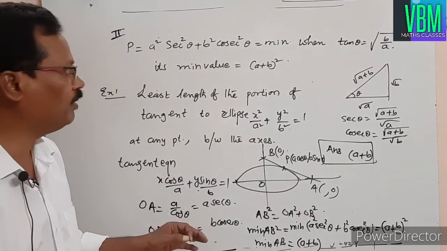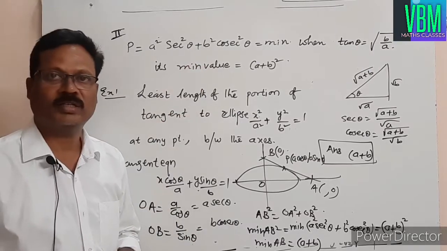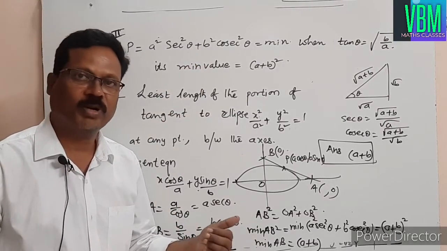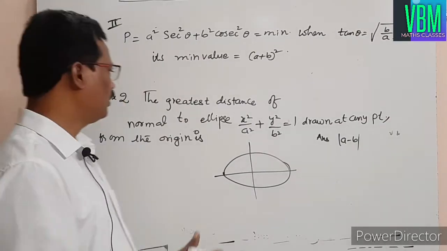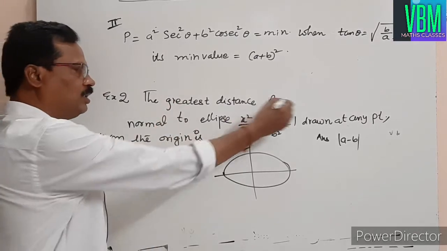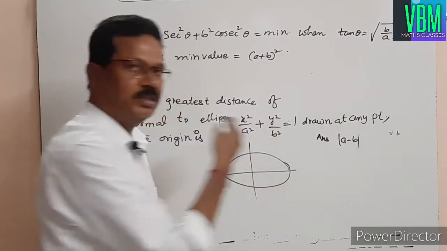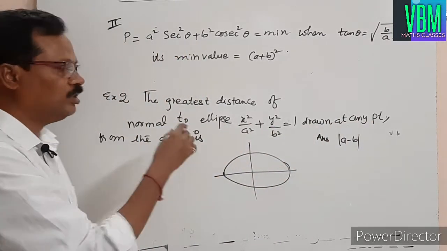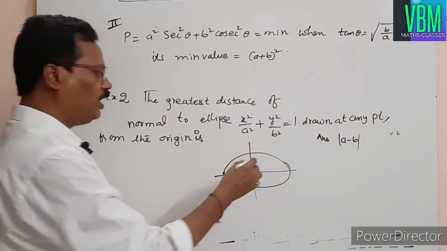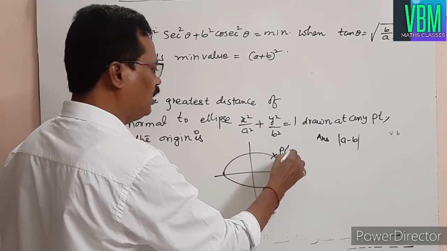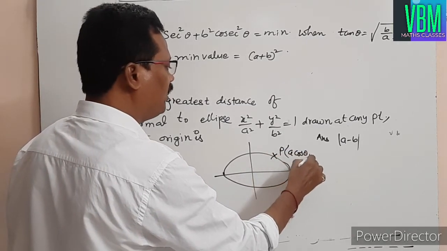Therefore, in this problem we are applying this formula. Now let us see one more problem. Find the greatest distance of the normal to the ellipse, drawn at any point on this ellipse, from the origin. At any point means consider P as a cos theta comma b sin theta.